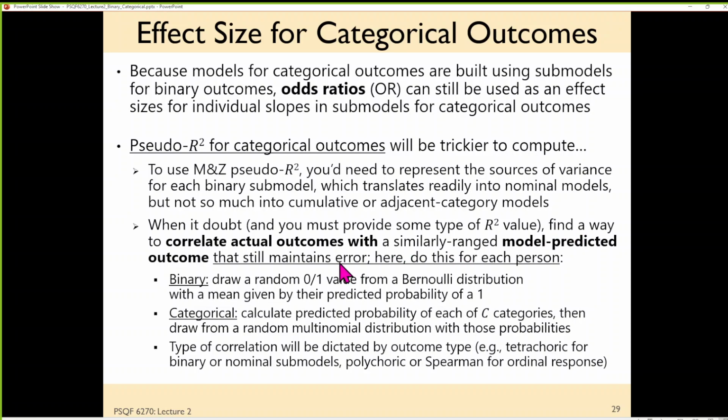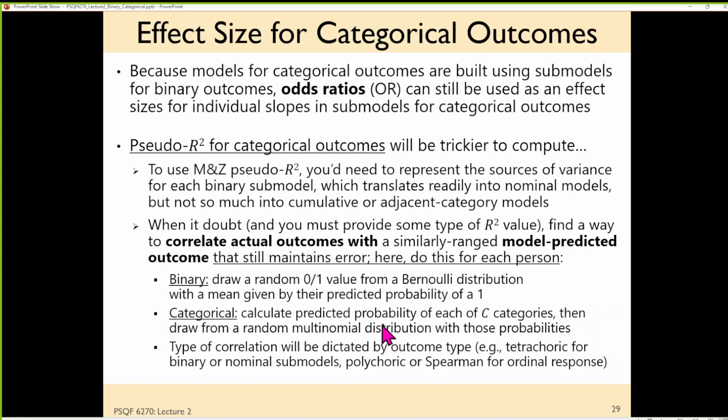So here's what I would do instead if I wanted to do something like that. Instead of collapsing people into zeros and ones, I would use a random number generator, such as the one built into R. Stata has this, all statistical packages have this, where you can generate a random variable from a Bernoulli distribution, a 0-1 distribution, and use the mean as their predicted probability. So then you're still allowing some capacity for error in that case. We can do the same thing if you have categorical data by drawing from a multinomial distribution.